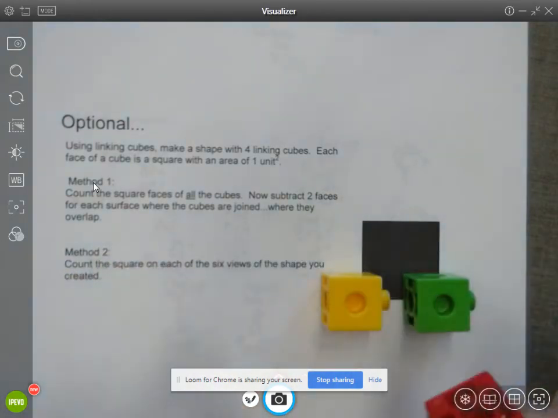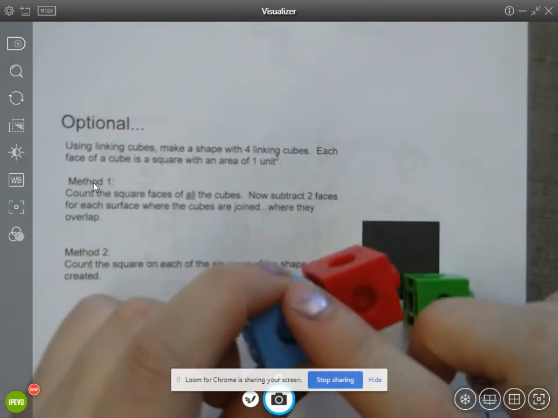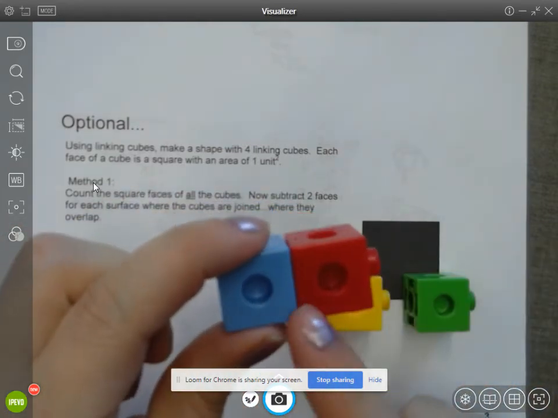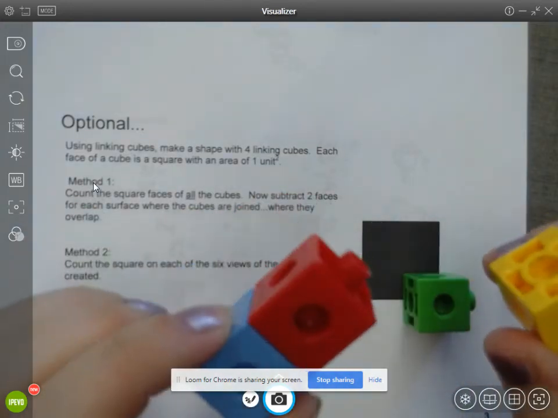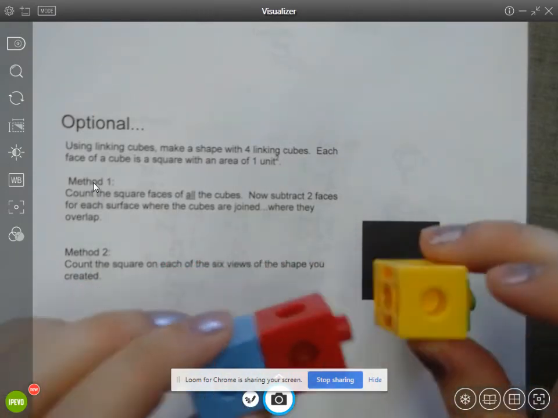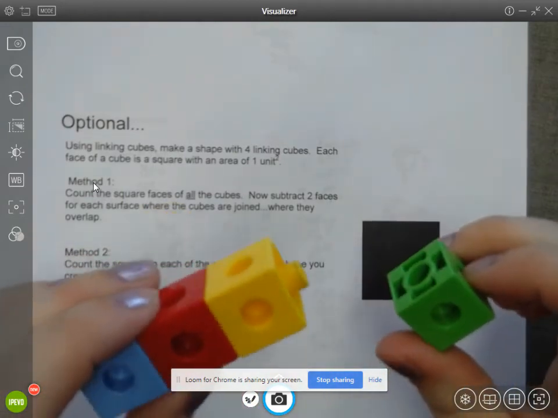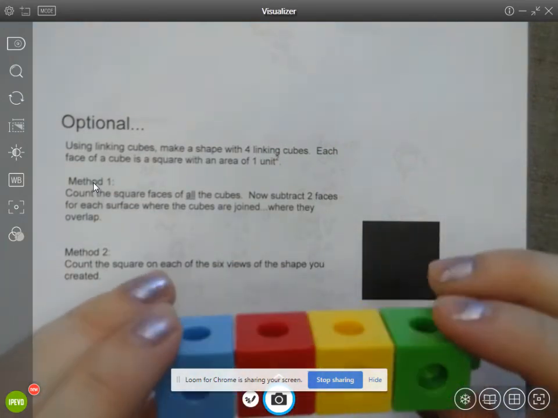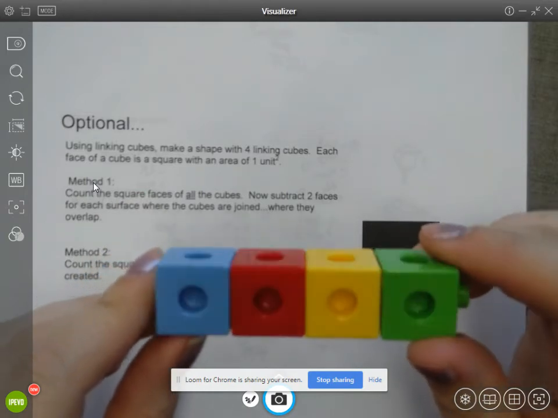However, when I join these two together, I am losing the bottom of this red and the bottom of this blue. So I'm actually subtracting 2. So 24 minus 2, I'm at 22. When I join these, I'm once again losing these 2 sides because they are covering each other, so I do not see them anymore. Now I'm at 20. Joining these 2 sides, I'm losing 2. I'm at 18. So the surface area of this object is 18 units squared.